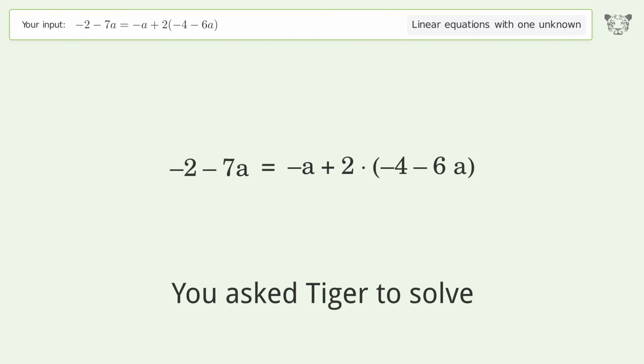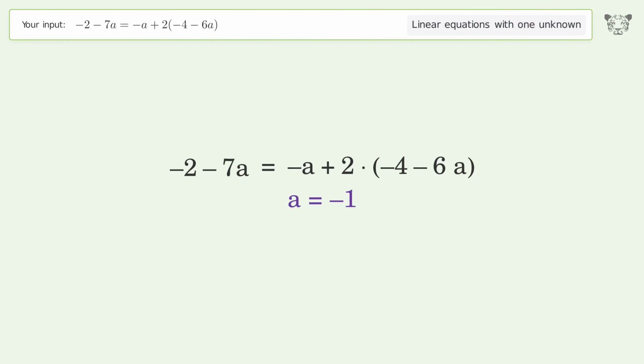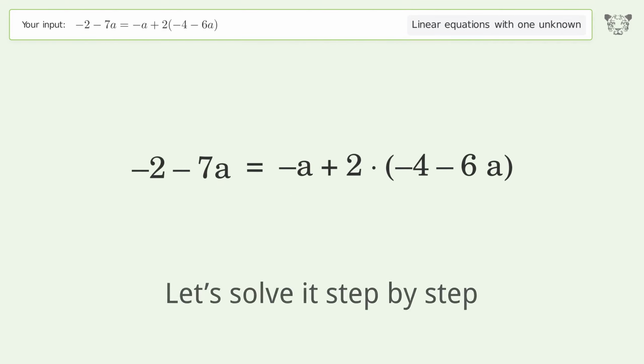You asked to solve this. It deals with linear equations with one unknown. The final result is a equals -1. Let's solve it step by step.